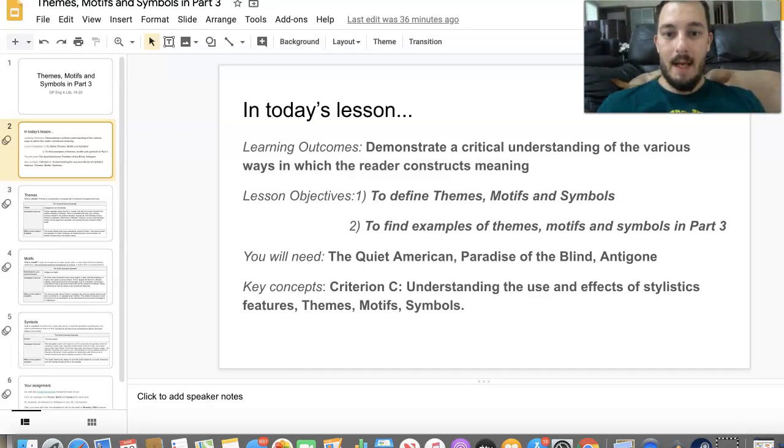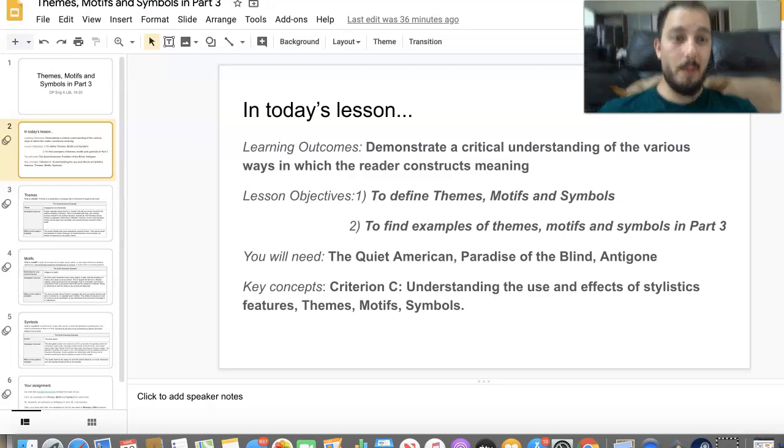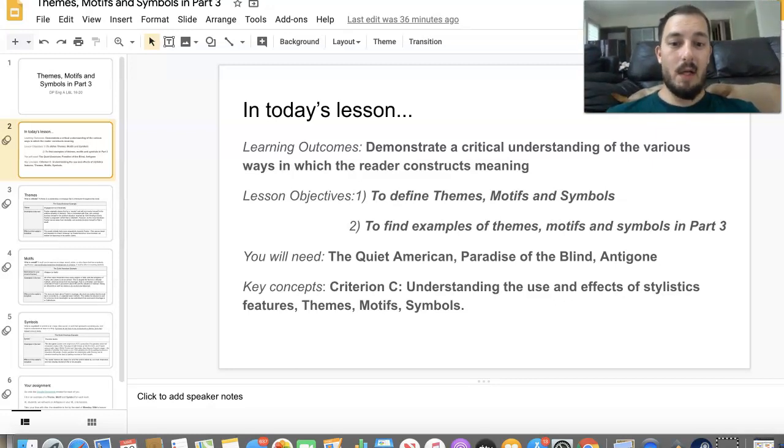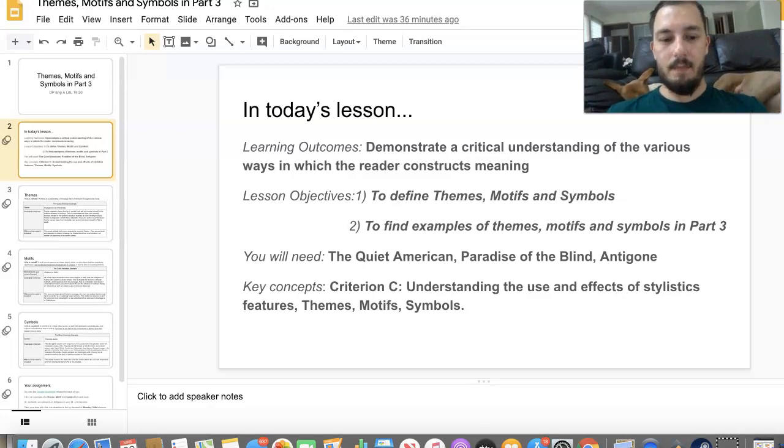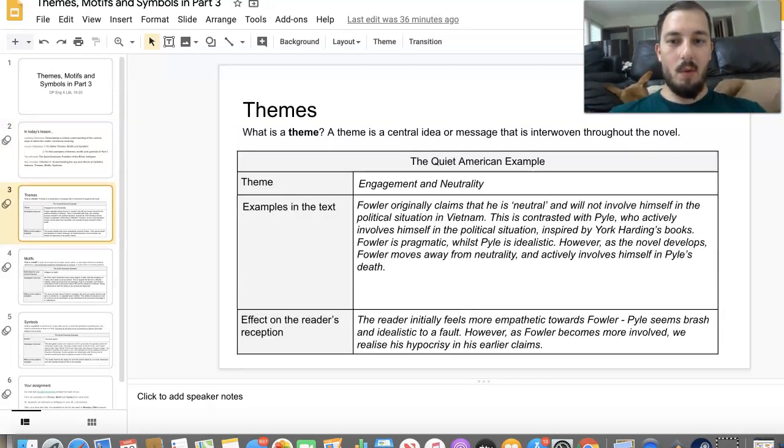And our key concepts, remember, we're linking this with our criterion C, which is understanding the use and effects of stylistic features, themes, motifs, and symbols. So what is a theme? Let's start with the theme. A theme is a central idea or message that is interwoven throughout the novel.